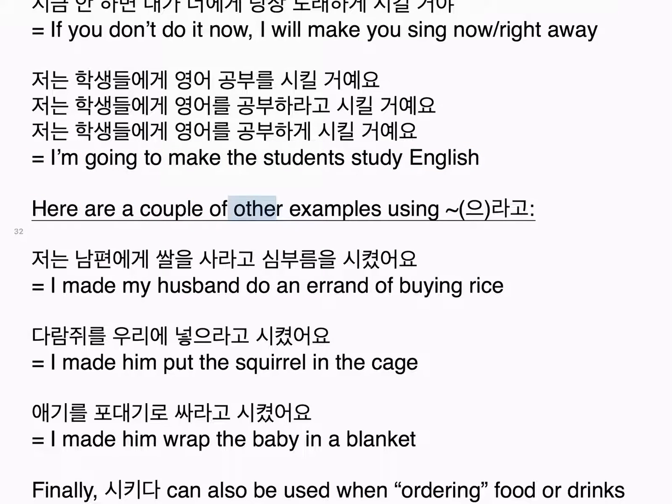Here are a couple of other examples using 으라고. 저는 남편에게 쌀을 사라고 심부름을 시켰어요. I made my husband do an errand of buying rice. 다람쥐를 우리에 넣으라고 시켰어요. I made him put the squirrel in the cage. 아기를 포대기로 싸라고 시켰어요. I made him wrap the baby in a blanket.